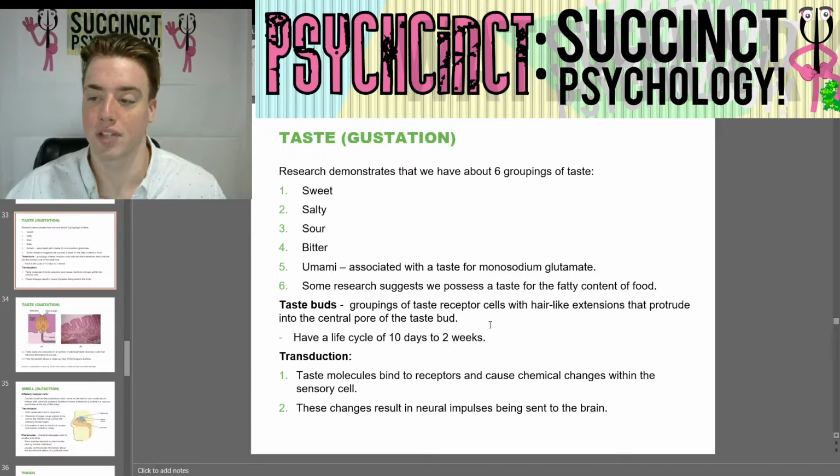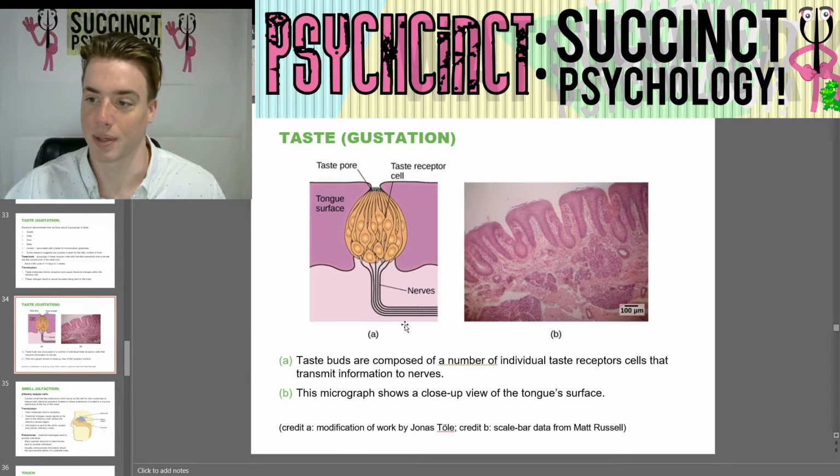Taste buds are groupings of taste receptor cells with hair-like extensions that protrude into the central pore of the taste bud, and they have a half-life cycle of 10 days to 2 weeks. Now, transduction of taste is taste molecules bind to receptors and cause chemical changes within the sensory cell. These changes result in neural impulses being sent to the brain. So here we have a visualization.